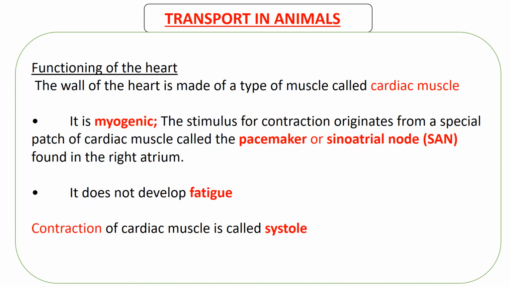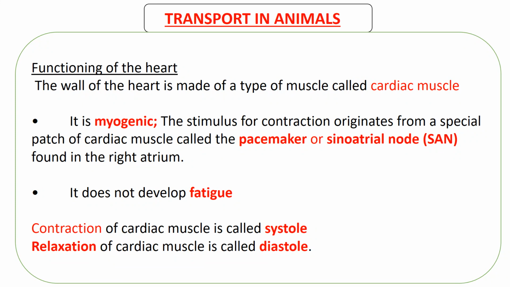Now the contraction of cardiac muscle is a process called systole. Then the opposite is the relaxation, which is called diastole. So in short, instead of saying contraction, relaxation, we'll be using the words systole and diastole. So systole, contraction; diastole, relaxation.